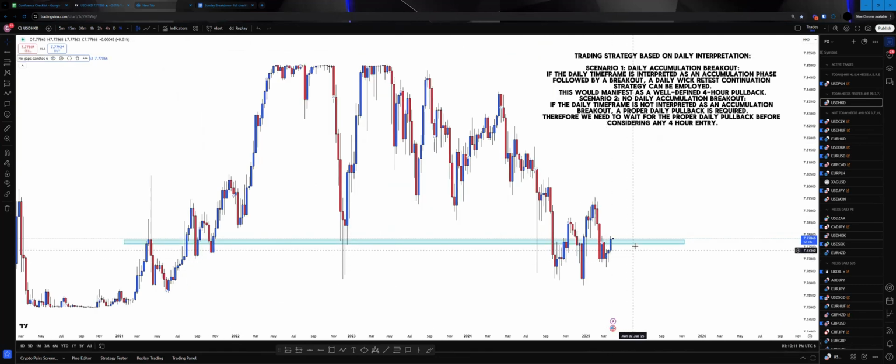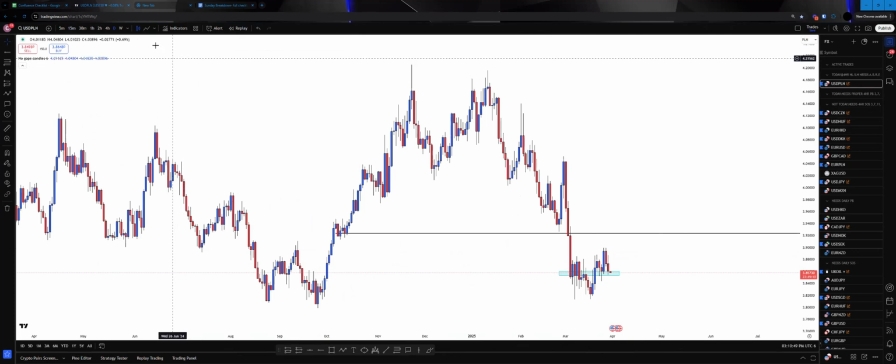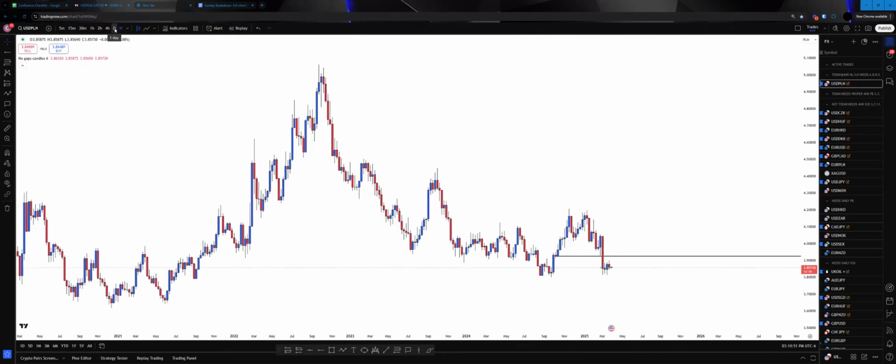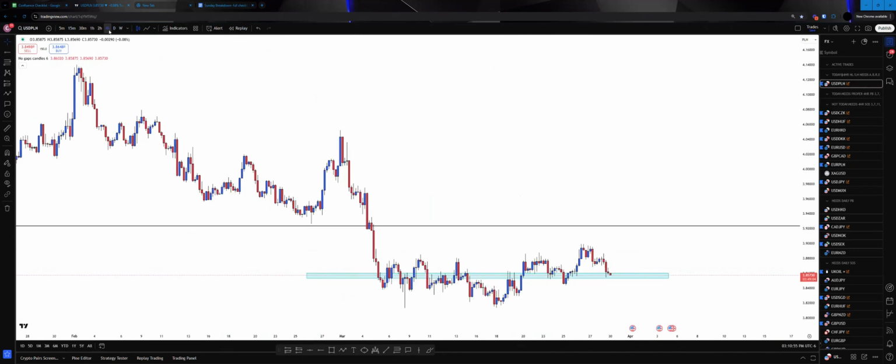Use the HKD. Weekly is bullish. It's pulled back to this area of interest. Daily's bullish. You need a proper 4 hour pullback. And USD PLN weekly lower low. Is the daily saying? Daily's confirming and 4 hour is also confirmed. This one's really good because it's basically just waiting for the accumulation break shift.